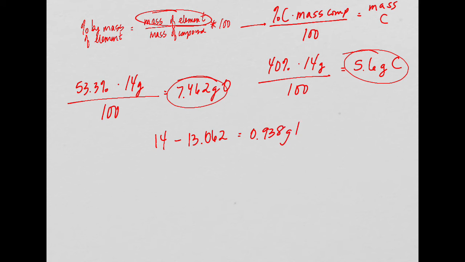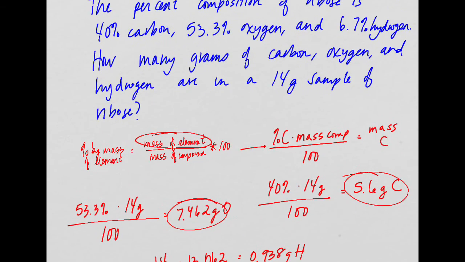0.938 grams of hydrogen. Or if you wanted, you could just do it the same way that we've been doing it. We would say 6.7% times 14 grams divided by 100, and this will give us 0.938 grams of hydrogen. So there we go. I can give you these problems either way.